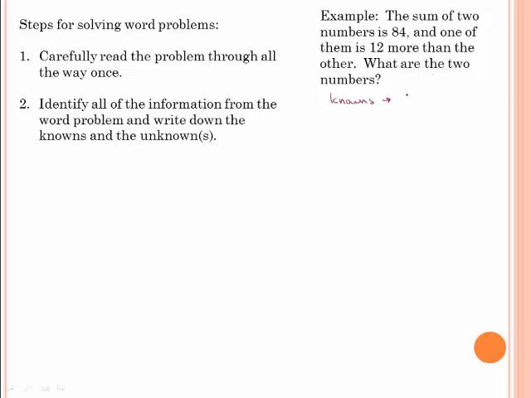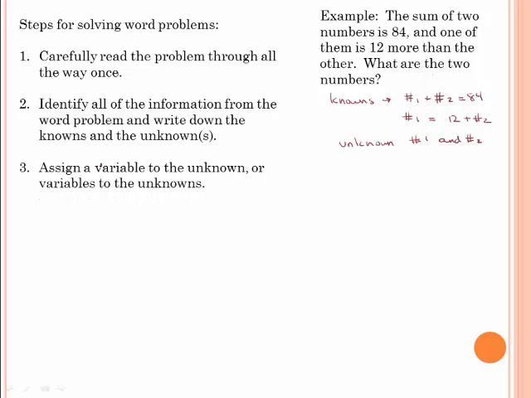Knowns. Sum of two numbers. So I put number 1 plus number 2 is 84, and number 1 is 12 more than number 2. Unknown. Number 1 and number 2. Okay, so that's what we know and what we don't know.